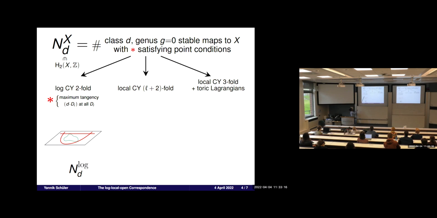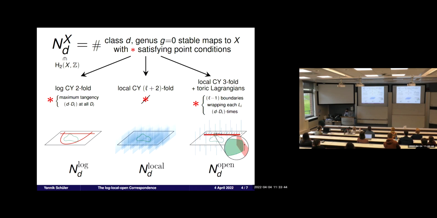Okay, so I talked a lot about how we get this number here. And I didn't want to write the geometry here, so Y of D, I just put a log here. Same for the others. Simplify notation a little bit. Luckily, now for the local Calabi-Yau L plus twofold, it's a little easier. There we don't impose any extra conditions. We're just counting the curves there.